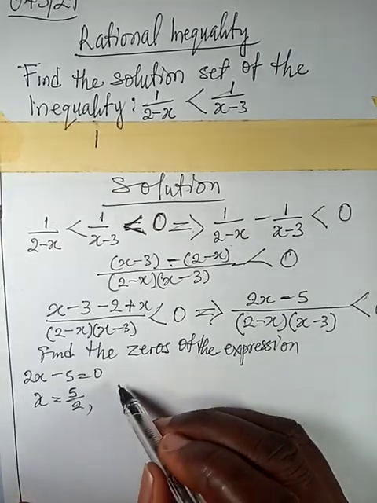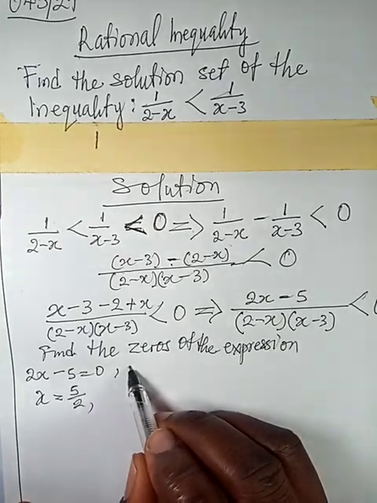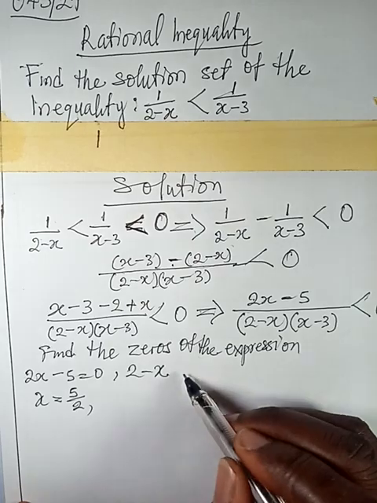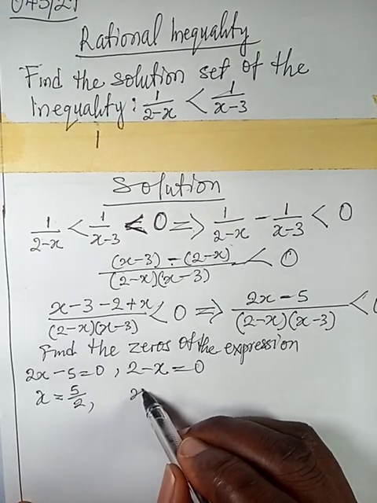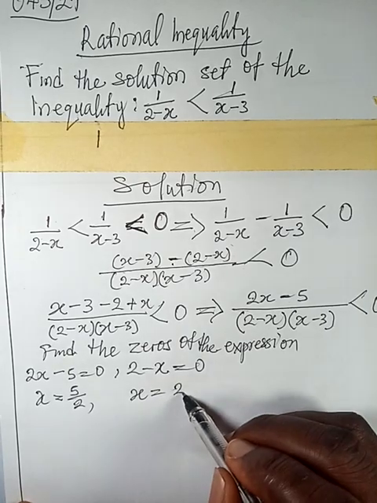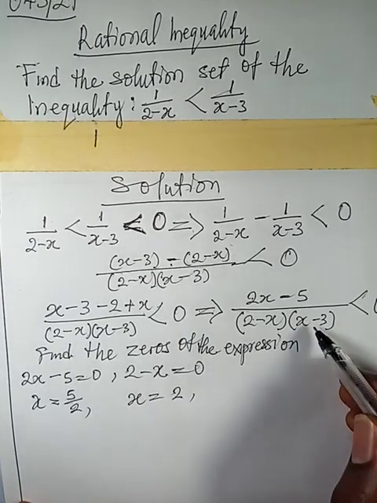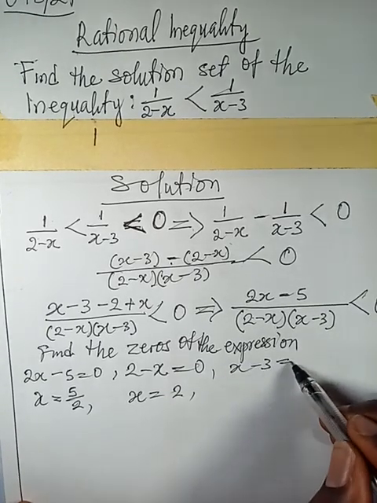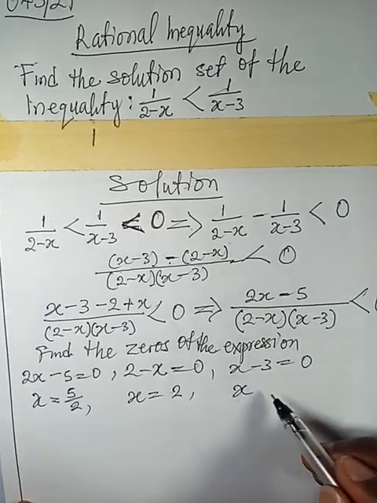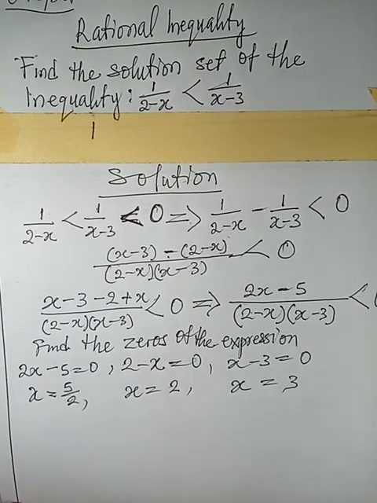The next expression is this. 2 minus x is equal to 0. Solving this, you notice that x is equal to 2. And then the last but not the least is x minus 3 is equal to 0. Solving this, you notice that x is equal to 3.